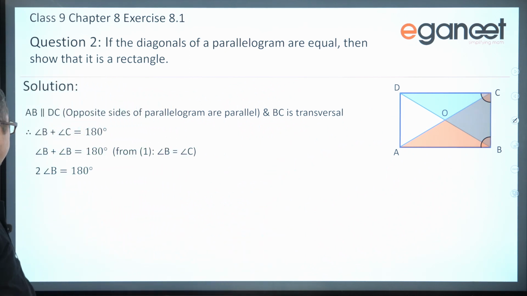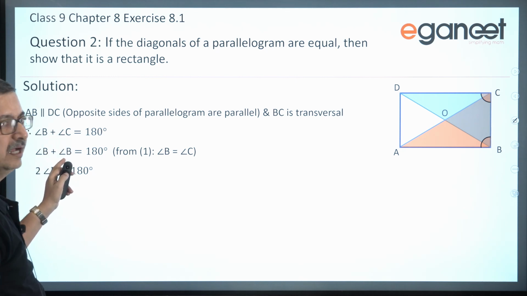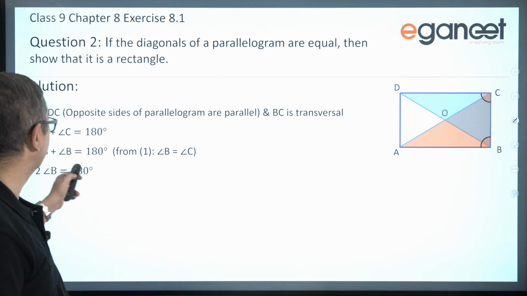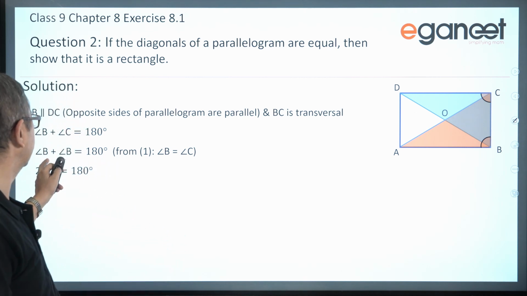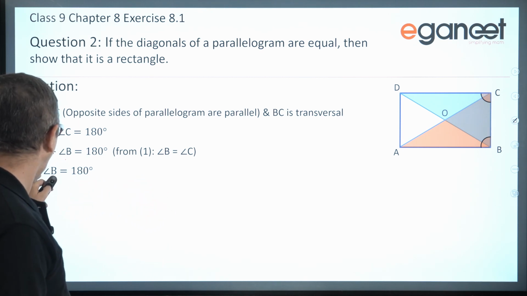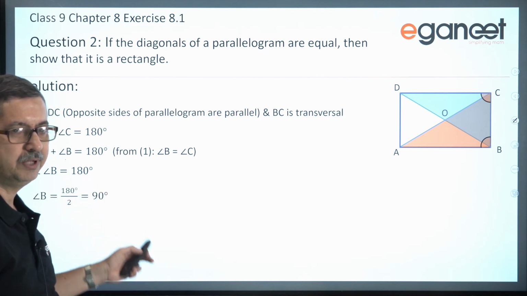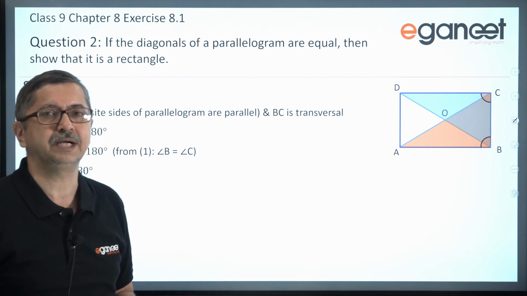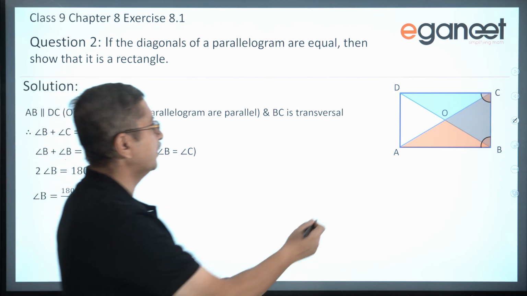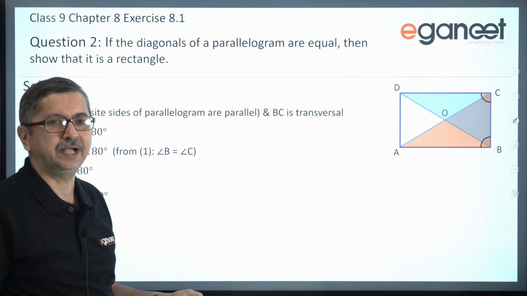So therefore angle B plus angle C, in place of that we can write angle B once again, because B and C are the same. Therefore B and C being the same, we can write angle B plus angle B is equal to 180, or 2 into angle B is equal to 180, or angle B is equal to 90 degrees. So we have proved what we set out to prove. Therefore we can say that this particular parallelogram ABCD is nothing but a rectangle.